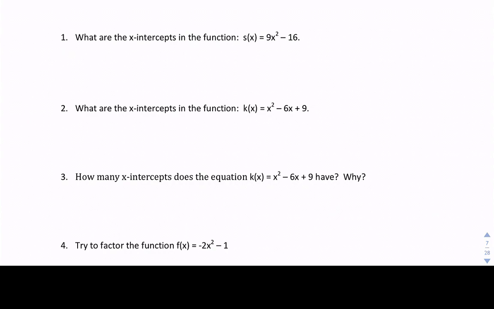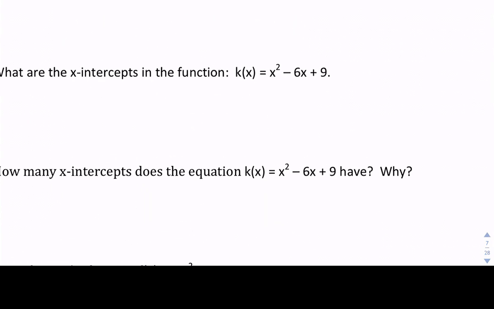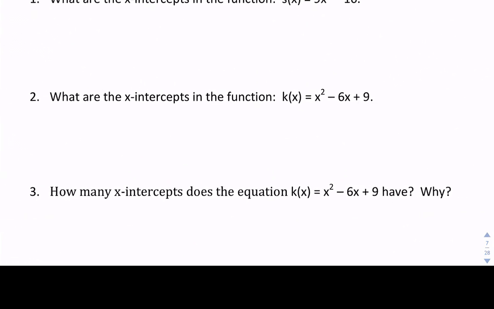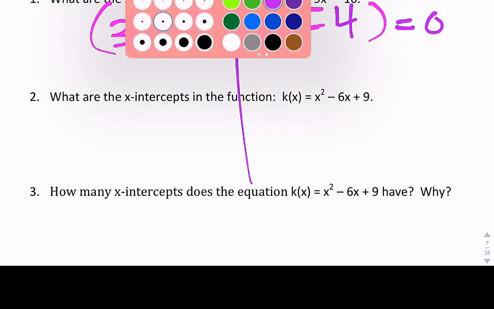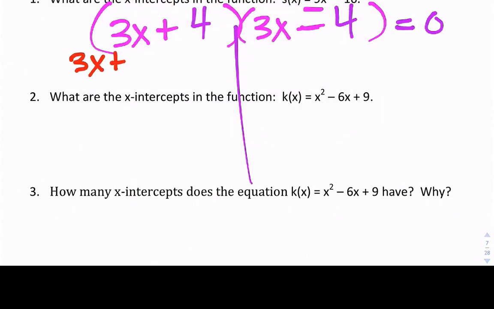So the first thing you look for when you factor is difference of squares, and luckily we have a difference of squares for number 1. This is when we take the square root of each one, so the square root of 9x squared is 3x. We put our plus, and 3x we put our minus. The square root of 16 is 4. And we want to know when this equals 0. So I'm going to make an equation. Here's our first factor, 3x plus 4 equals 0. 3x minus 4 equals 0, and you solve.